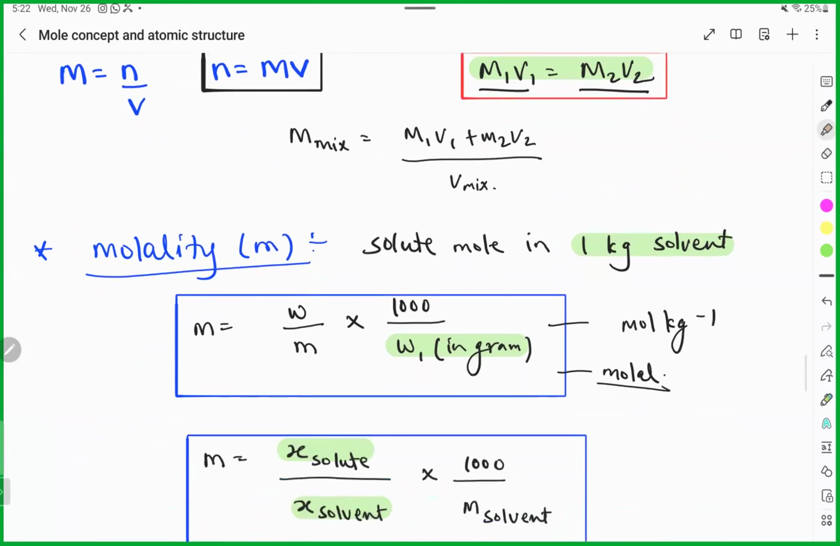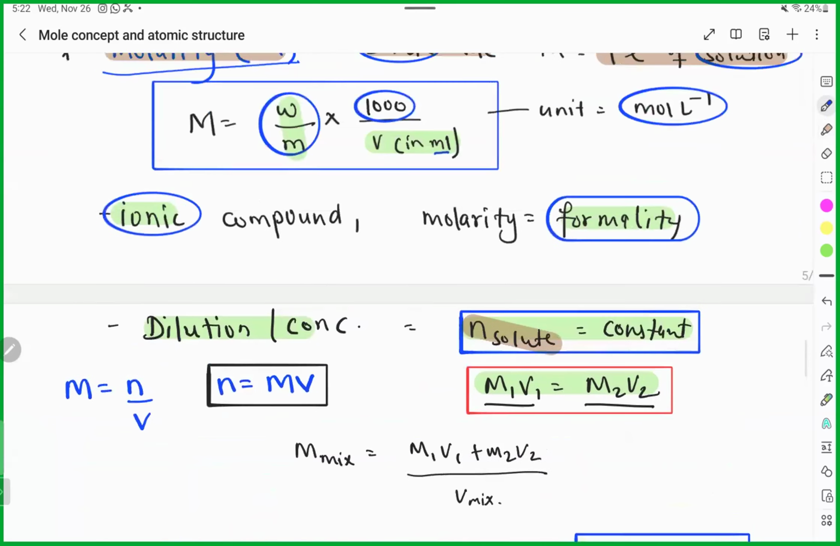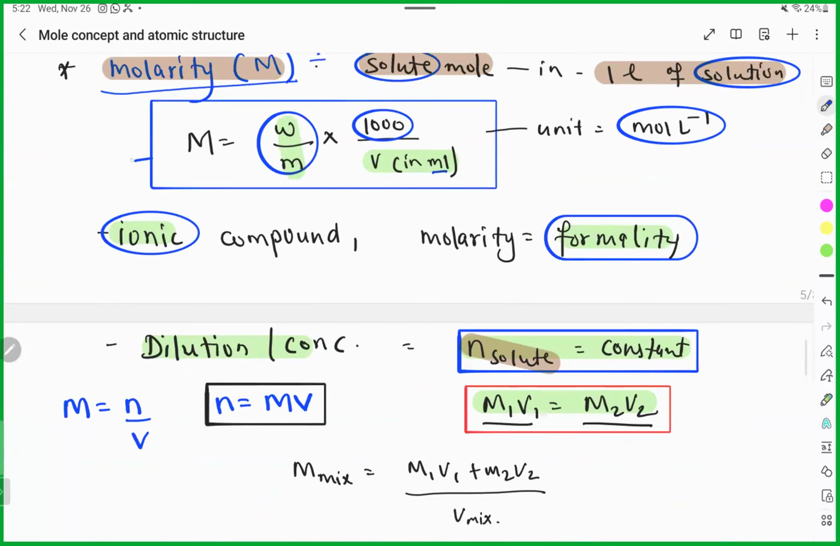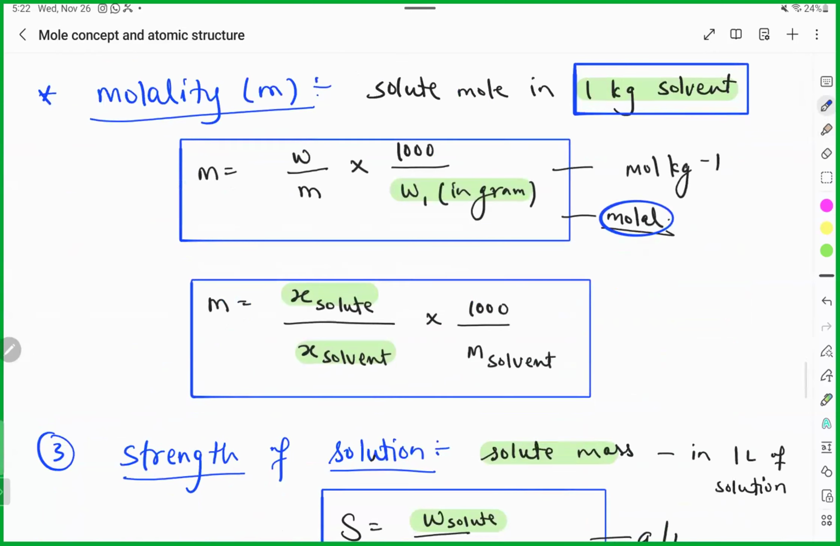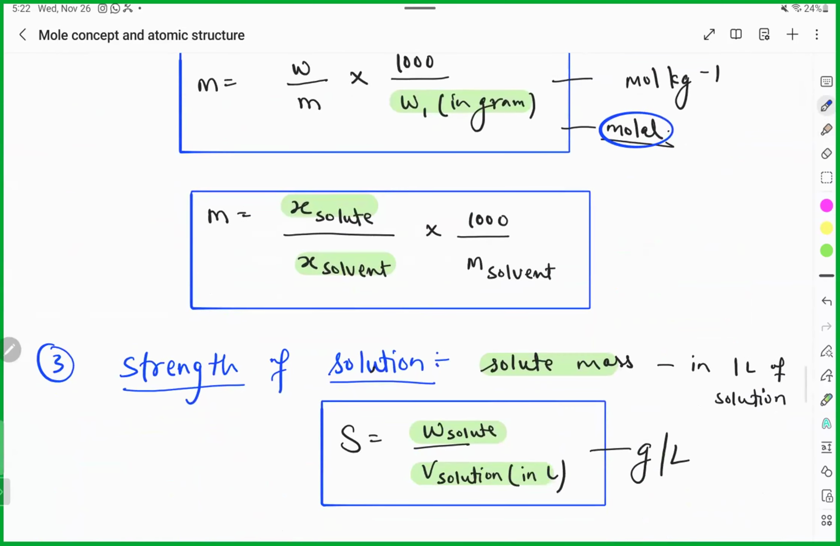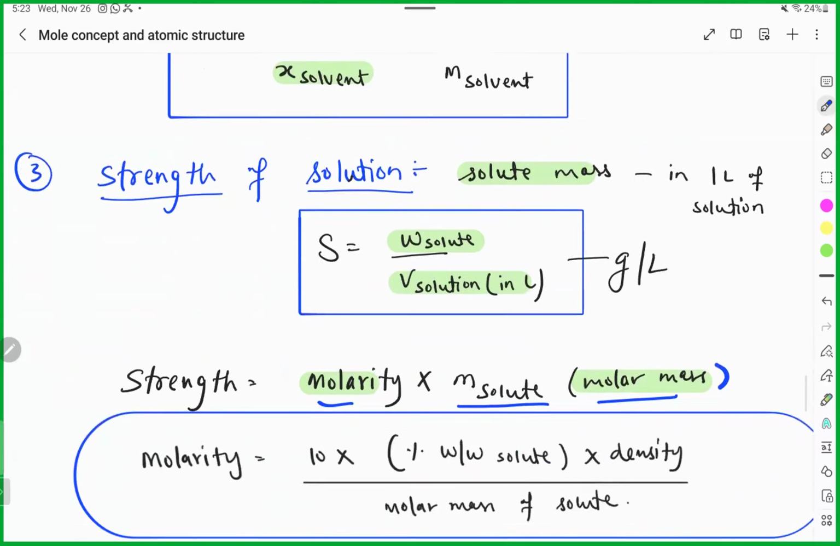What is molality? Same thing as molarity, but in 1 kg of solvent. And you would use molal. Here you use the term molar, M-O-L-A-R. Molarity, molar. Molality. You can write this in the mole fraction form. So I wrote the mole fraction form, but as of now, it's not really important.